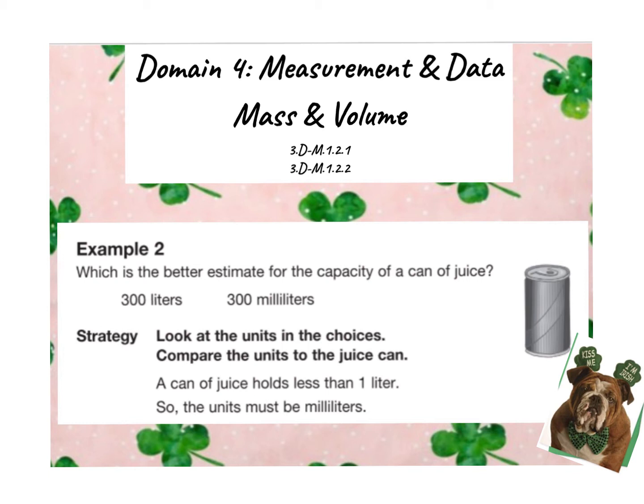In this example, it says, which is the better estimate for the capacity of a can of juice? 300 liters or 300 milliliters? So let's think about it for a little bit, okay? Look at the units. Think about milliliters as drops, and think about liters, where 1 liter is a Gatorade bottle. So what is the best estimate for the capacity of the can of juice? A can of juice holds less than 1 liter, so I know that it can't be 300 liters, which is why 300 milliliters would be a better estimate for the can of juice.